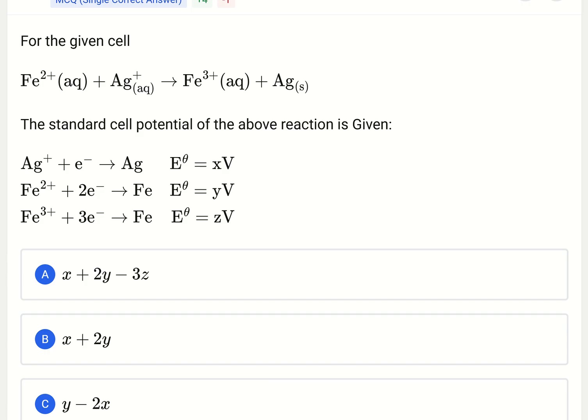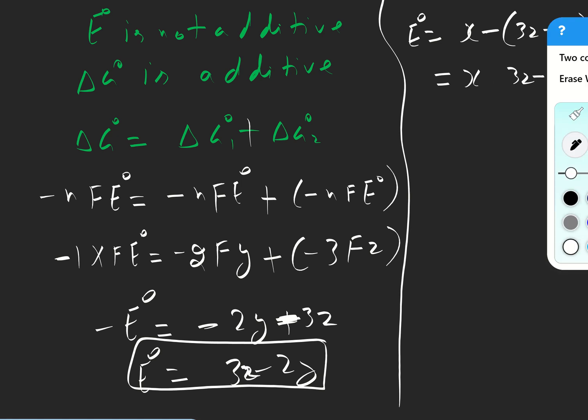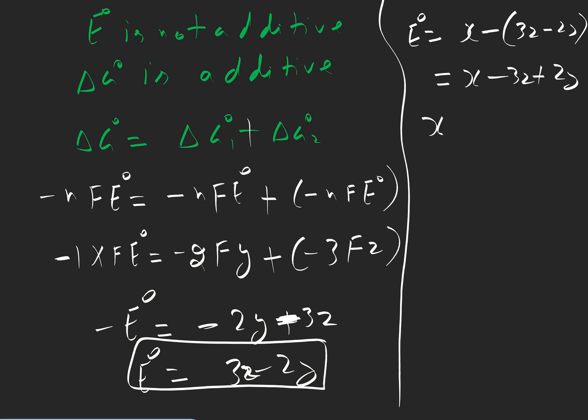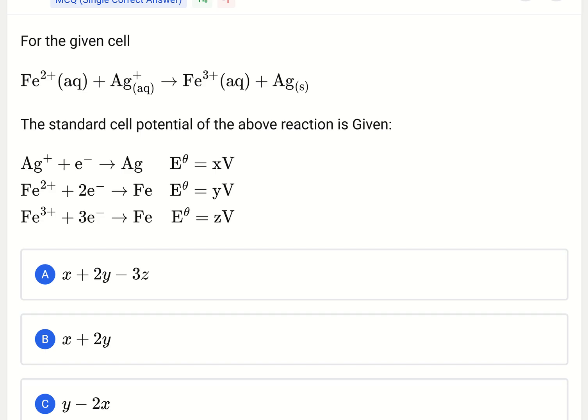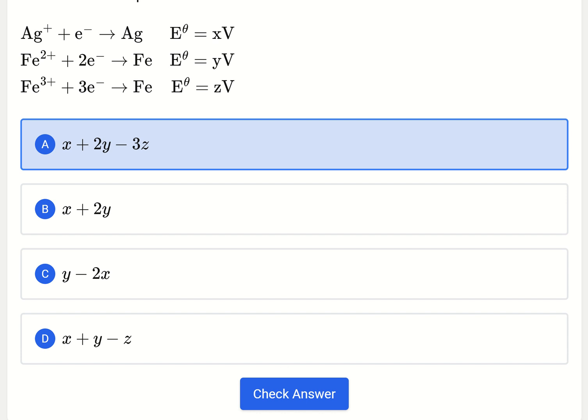It is X. So X minus 3Z minus 2Y, it will become X minus 3Z plus 2Y, means X plus 2Y minus 3Z. Let us check the option. X plus 2Y minus 3Z. Very good. Option number 1 is our answer.